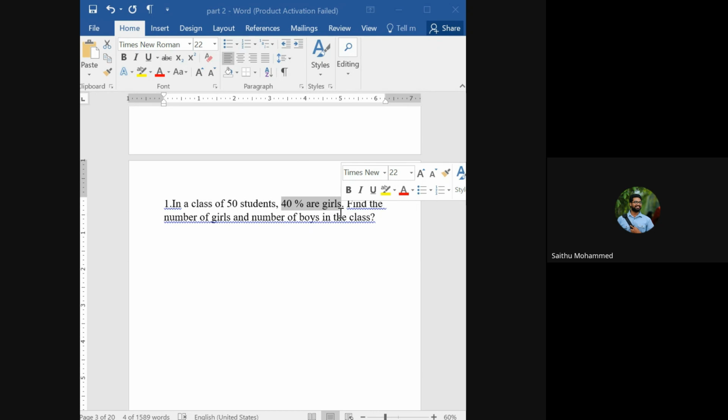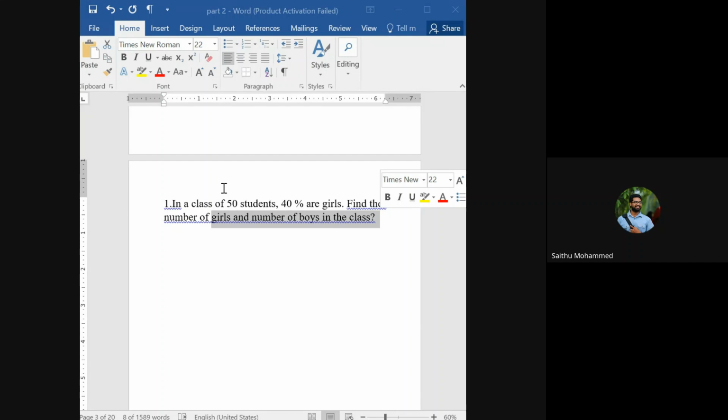Now our question is to find the number of girls and the number of boys in the class. But here it is not 100 students that is given, it is actually 50 students. So out of that 50 students, 40% are girls. What we have to find is the remaining 60%, which are boys.